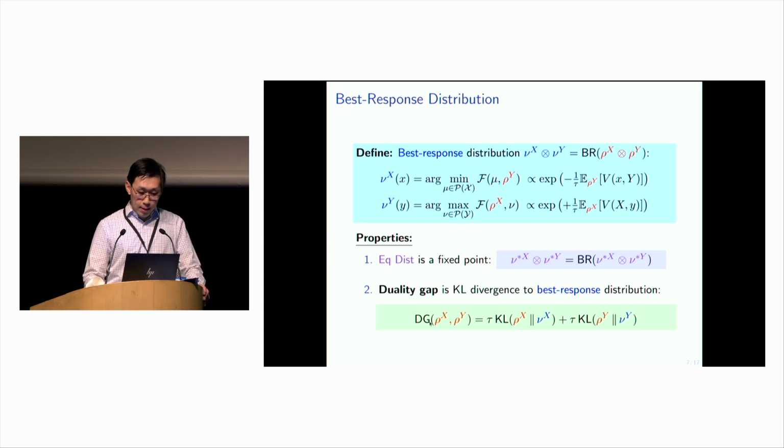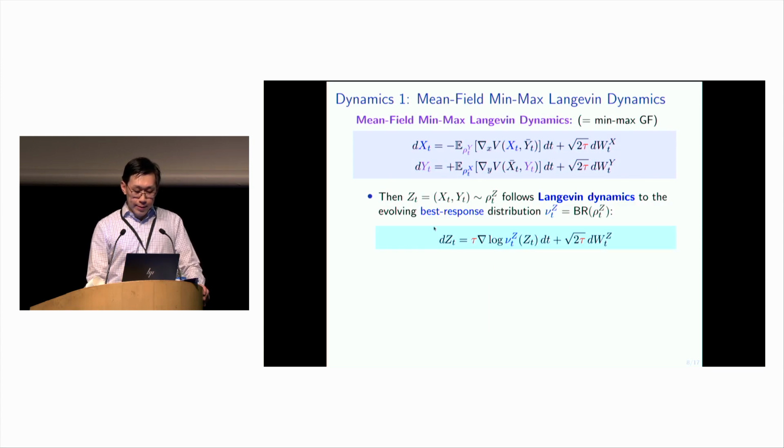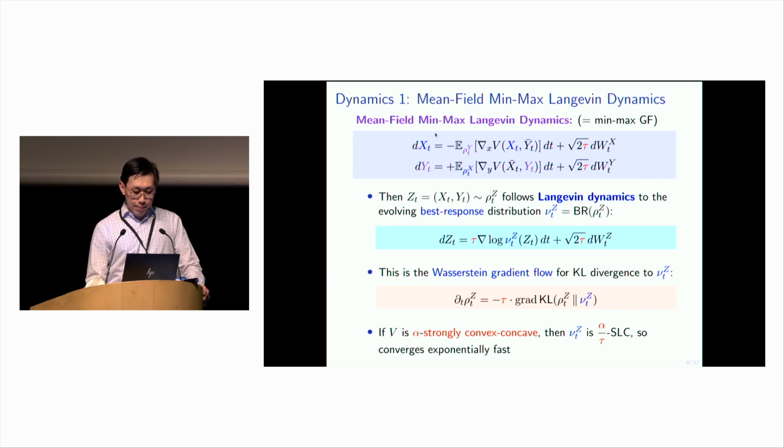Now, under that definition, the mean field min-max Langevin dynamics can be rewritten as, in fact, the Langevin dynamics targeting the best response distribution, which is also evolving over time. And as we saw in the previous talk, this can also be seen as the Wasserstein gradient flow for KL divergence with respect to this best response distribution, which is now also evolving over time, rescaled by this regularization parameter tau. And again, if the payoff function is strongly convex, strongly concave, then this best response distribution is also strongly log-concave, and therefore we can expect this Wasserstein gradient flow to converge exponentially fast.